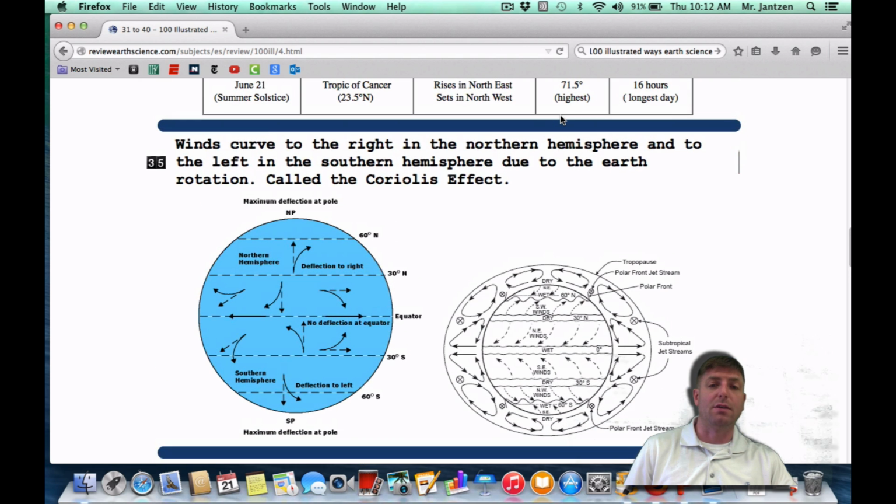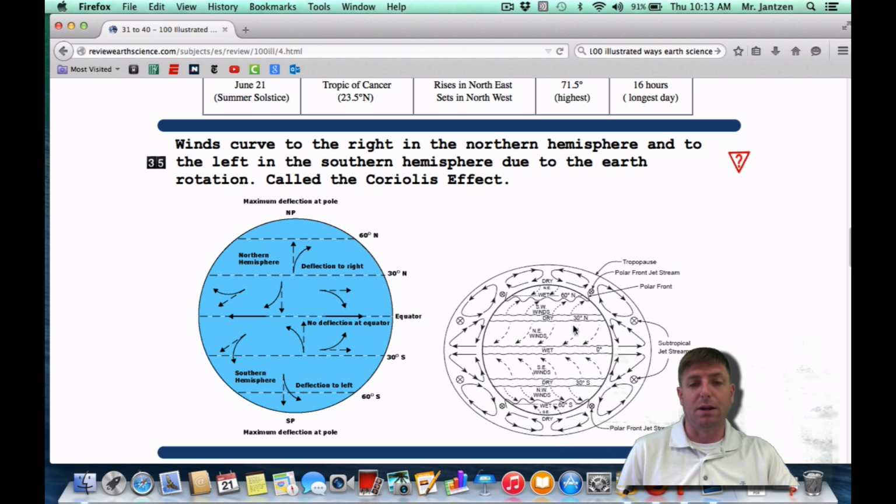The Coriolis effect, okay? Winds curve to the right in the northern hemisphere and to the left in the southern hemisphere due to the Earth's rotation. We call this the Coriolis effect. Anytime you have these curved arrows, you're deflecting particles to the right in the northern hemisphere and to the left in the southern hemisphere, okay?